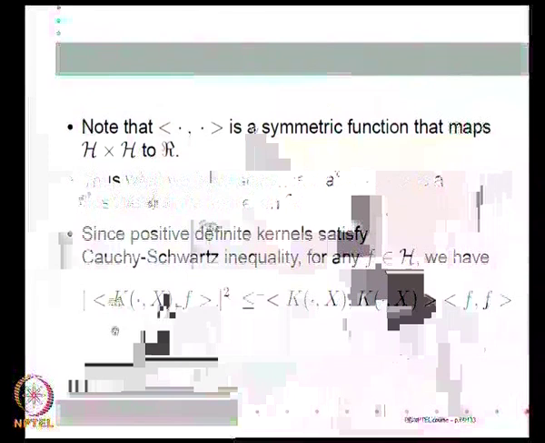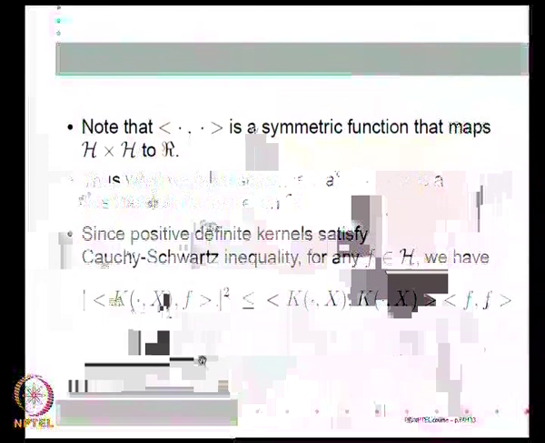In particular, if I choose f as one element and k dot x as another, then because it satisfies the Cauchy-Schwarz inequality, we have the inner product of k dot x comma f, whole squared, is less than or equal to the inner product of k dot x comma k dot x times the inner product of f comma f. So let us calculate each of these inner products from our definition of inner product.